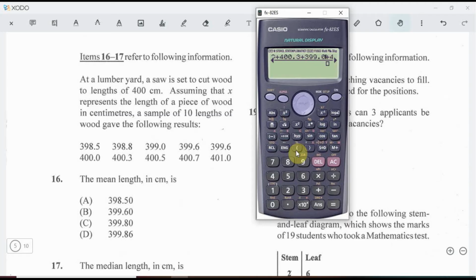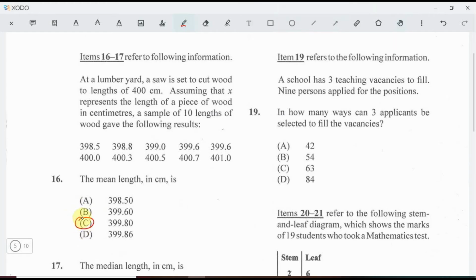You always have to do that in a calculator. Ensure that you input all the numbers correctly. I did. Divide by 10. 399.8. That's our mean. Easy. Just use a calculator. Add them up, divide by the 10. That's it. Now, the next question says the median length is, notice they gave us in ascending order.